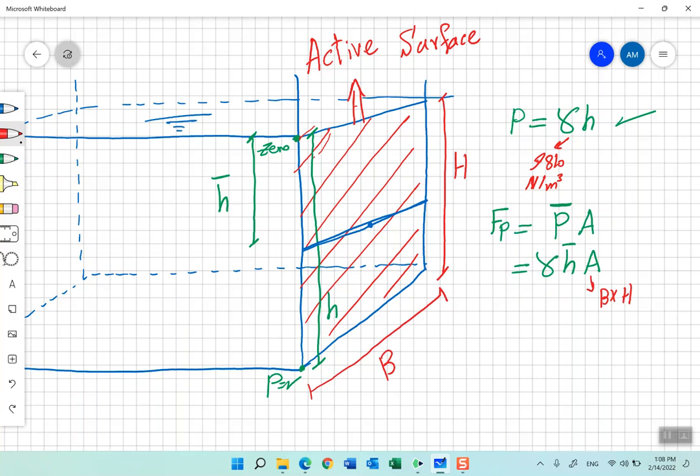Nice. So where do you think the other variable that we are interested in, which is the location, is? Of course, any force acts in a certain location. So where is the location of this force, which we call YCP, the center of pressure? Any ideas?